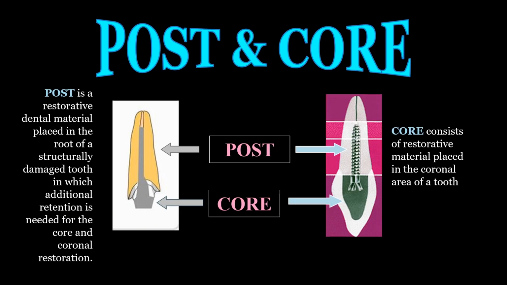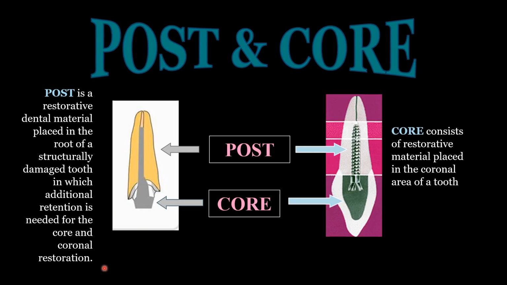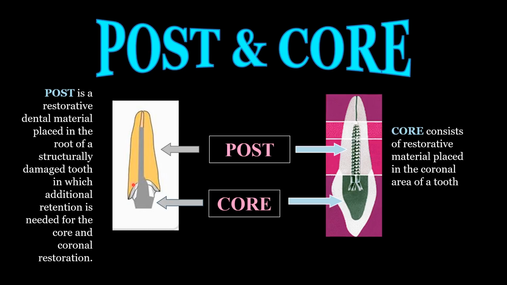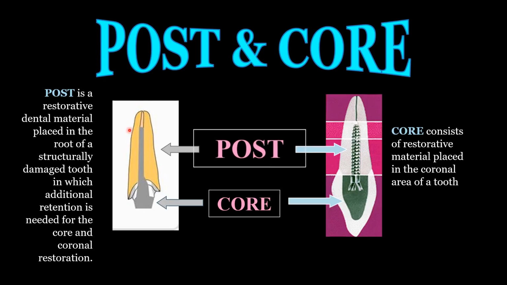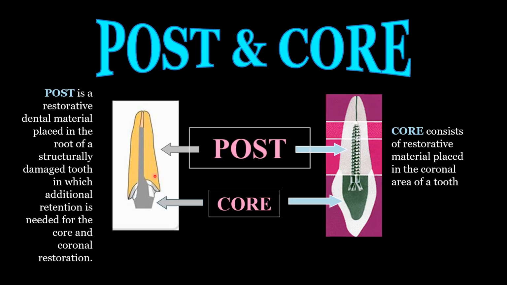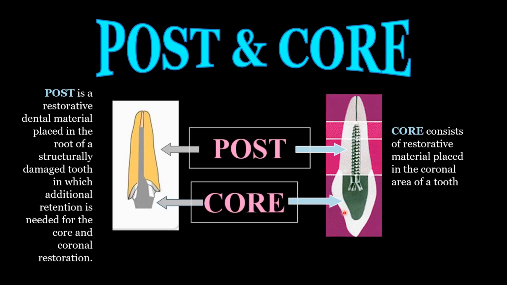Now let us understand the components of the post and core. What is the post? Post is the restorative material which is placed in the root of a structurally damaged tooth, in which additional retention is needed for the core and the crown. And what is the core? Core is the restorative material which is placed in the coronal area. This is the core. C for core, C for coronal.